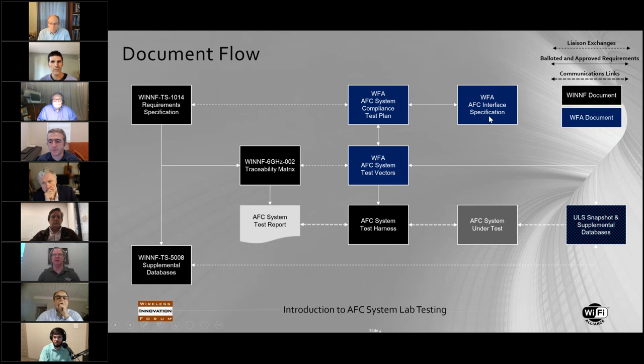This basically defines communications between the AFC system and the AFC device, and is also the communications path that's used for testing. That was created by the Wi-Fi Alliance. Then we'll go into the Wi-Fi Alliance AFC system compliance test plan, which basically defines which tests need to be run. An overview of the test vectors and the test vector responses from the Wi-Fi Alliance.